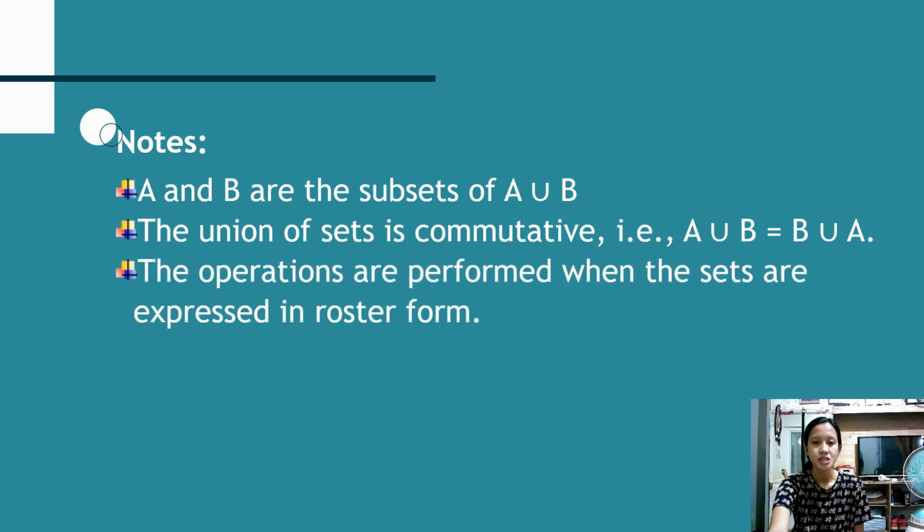The third one is that the operations are performed when the sets are expressed in roster form. So we cannot identify the union of two given sets if they're not in roster form, meaning we have to list all the elements first before we perform the union of the two sets.